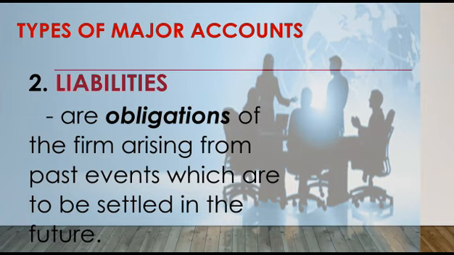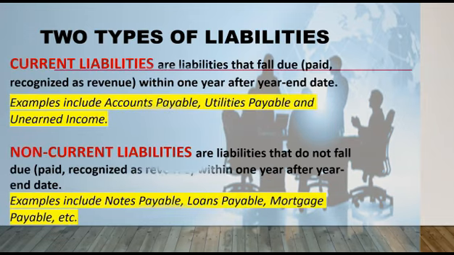Like assets, liabilities also have two types, which are the current and the non-current liabilities. Remember, class, current liabilities can be paid within 1 year. This includes accounts payable, utilities payable, or unearned income. Accounts payable are the amounts due or payable to the suppliers for the goods purchased on account or for the services received on account.